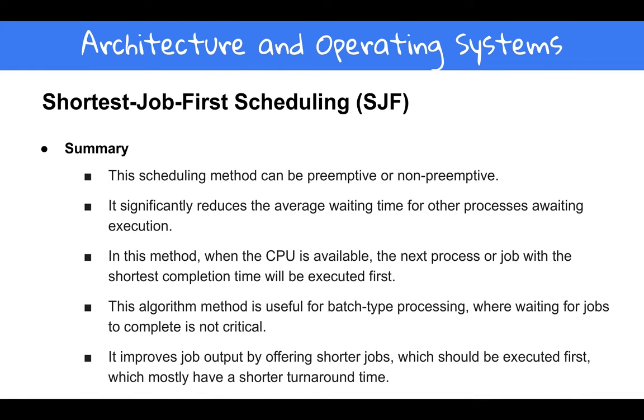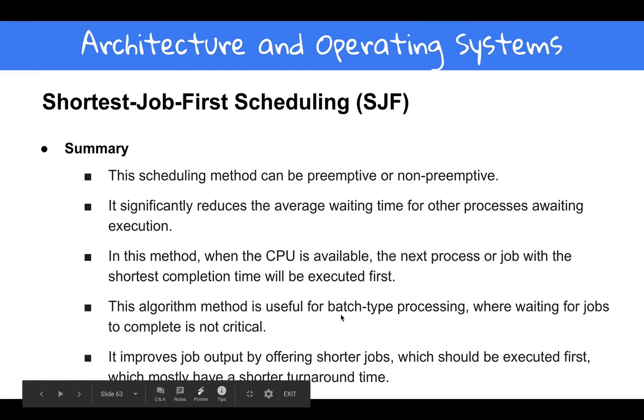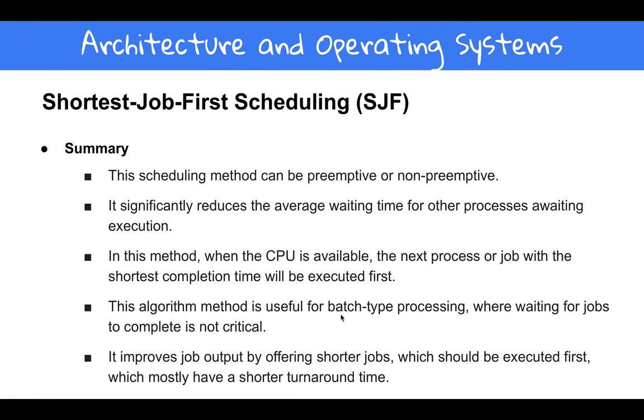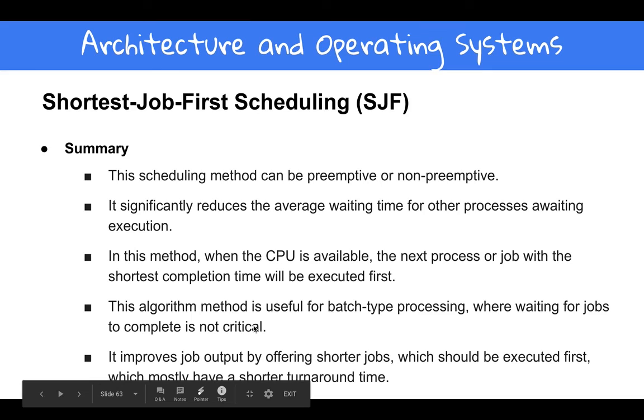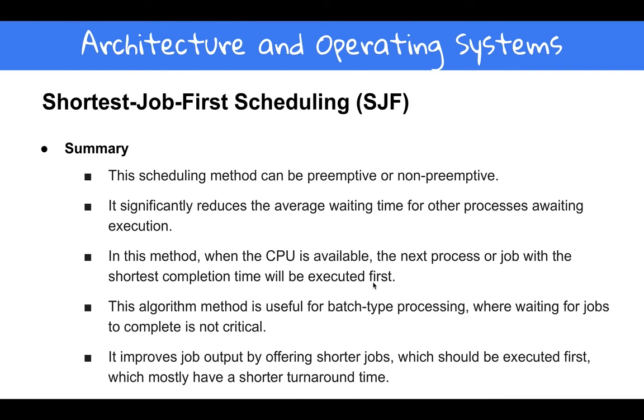Summary. SJF can be preemptive or non-preemptive. It reduces the waiting time. When the CPU is available, the process with the shortest completion time will be executed first. The algorithm is useful for batch processing, where waiting for jobs to complete is not critical, and we want to finish something very quickly. It improves job output by executing the shortest job first, which mostly has a shorter turnaround time.